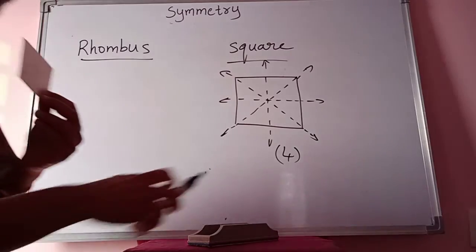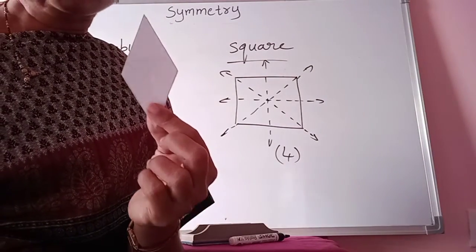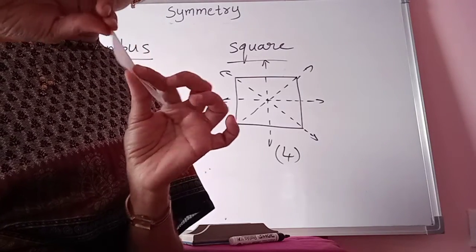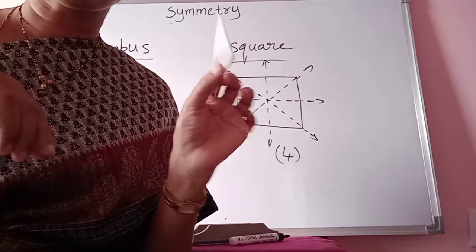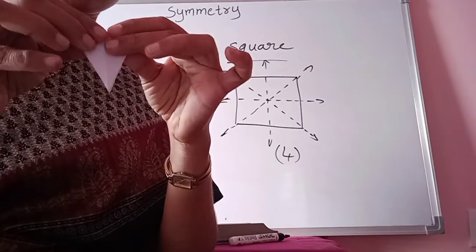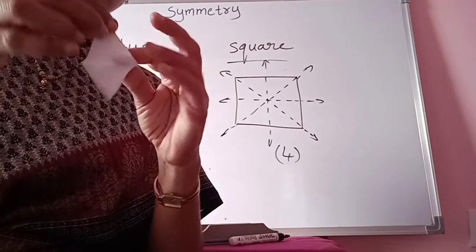Rhombus. Rhombus is a diamond shape object. We call it a rhombus, a 2D object. Now I am folding vertically. Both the parts exactly match each other. Even horizontally they are matching. Both the parts are coinciding.